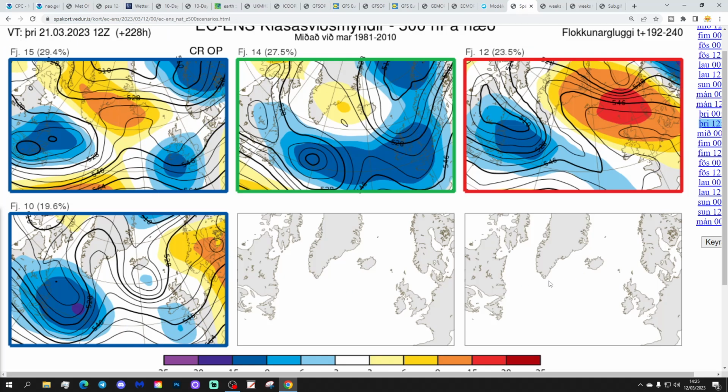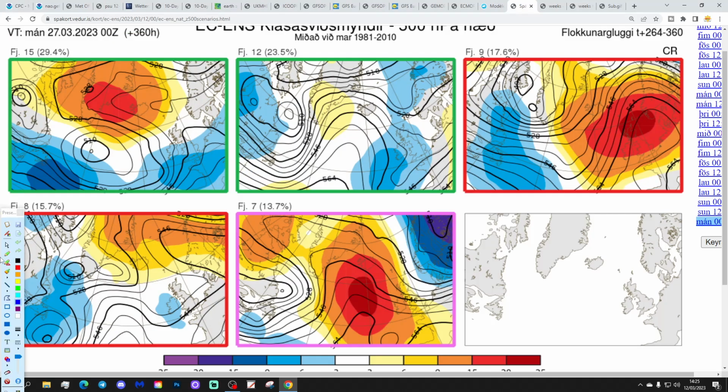So these ensembles are not seeing that cold northerly that the GFS operationals have got. However, this option here, the 15, is really close to that. It will only take a slight adjustment of that low in that direction to allow cold northerlies and northeasterlies to set in. In two weeks' time, these are the options that we've got.